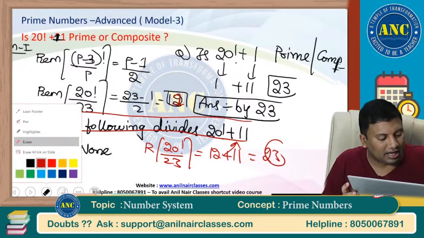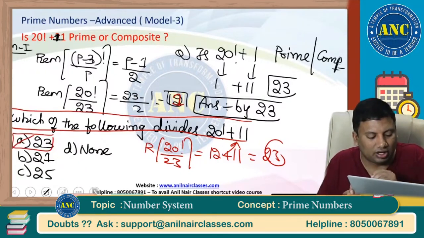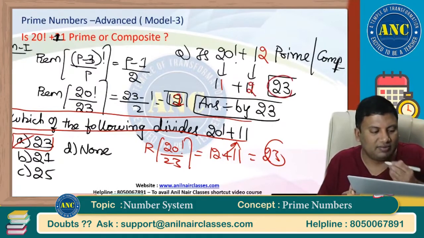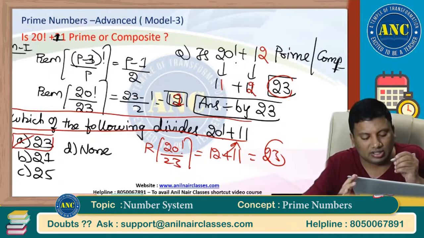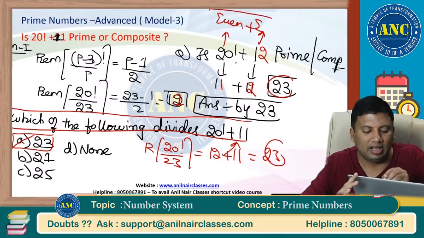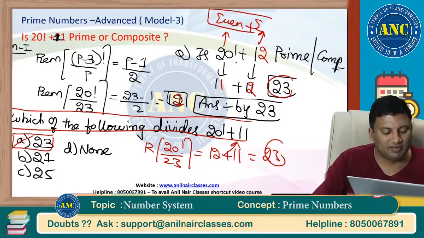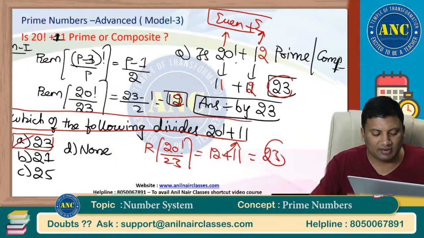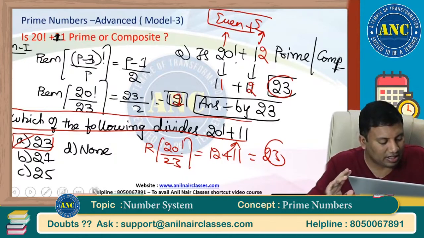This is nothing but, I hope you understood what is going on in my mind. This is 12. This is nothing but 11. 11 plus 12, the answer is divisible. You don't need to do all this. 20 factorial is an even number. 12 is an even number. Even plus even is even. The answer will be divisible by even. Please make a note of it.